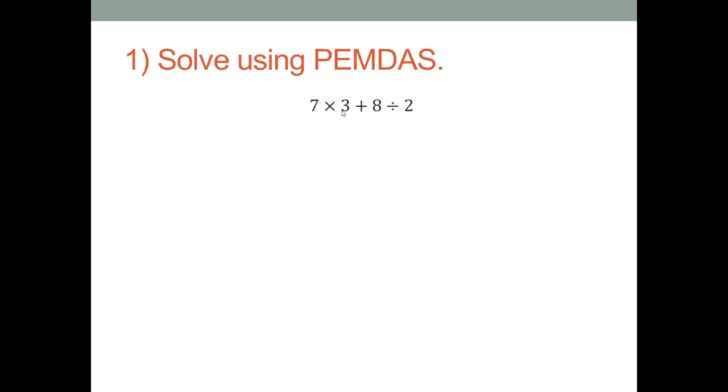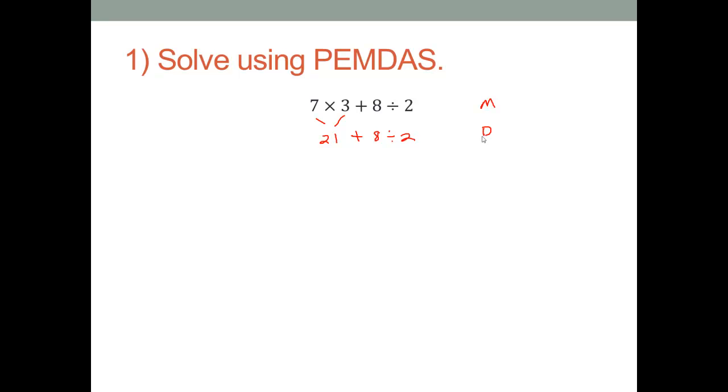The first thing I see is I have multiplication and division. Since I have both of these within my problem on this step, I will perform the operation that comes first as I go from left to right. Remember, we have parentheses, exponents, multiplication, division, addition, subtraction. Since the multiplication operation comes first as I go from left to right, that's the operation that I will perform first. So 7 times 3 is 21 plus 8 divided by 2.